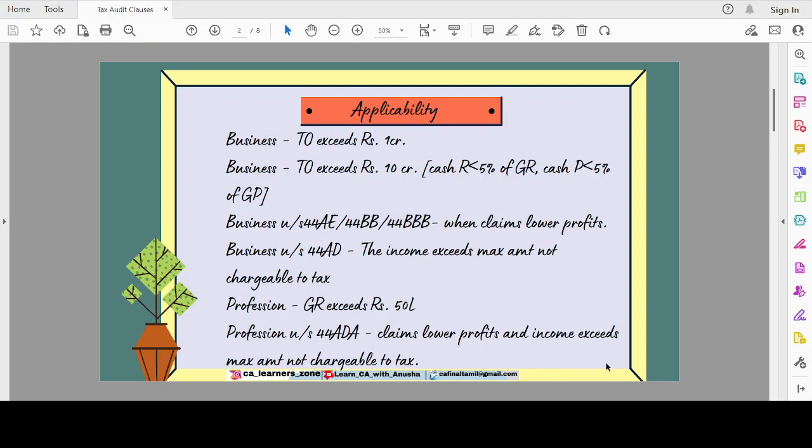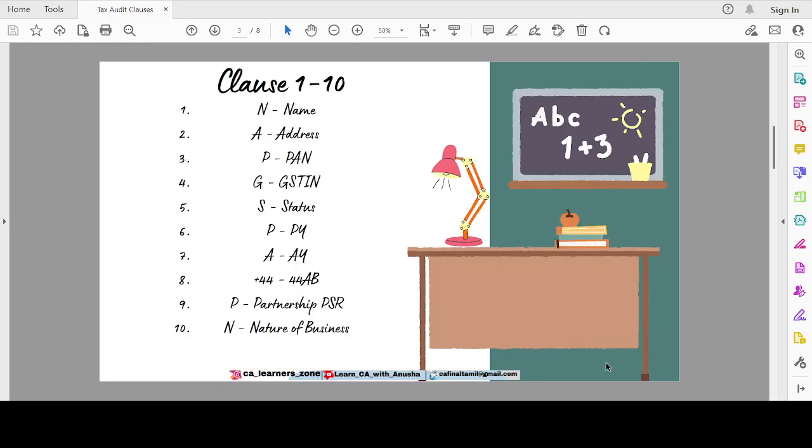So let's proceed with understanding the mnemonics. For clauses 1 to 10, it is NAP, G, SPA, 44 PN. NAP: name, address, and PAN. Name of the assessee, address of the assessee, PAN of the assessee. Now, G for GSTIN or related indirect taxes registration numbers. Now, SPA: status, previous year, assessment year.